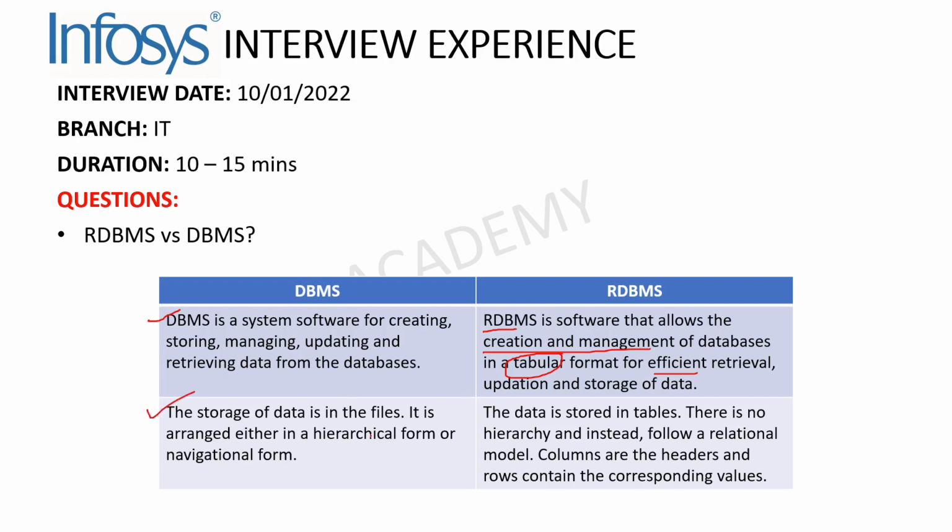The next difference is in DBMS, the storage of data is in files. It is arranged either in hierarchical form or navigational form. But in RDBMS, the data is stored in tables. There is no hierarchy and it instead follows a relational model. RDBMS full form is Relational Database Management System. So this is also an important difference between the two.